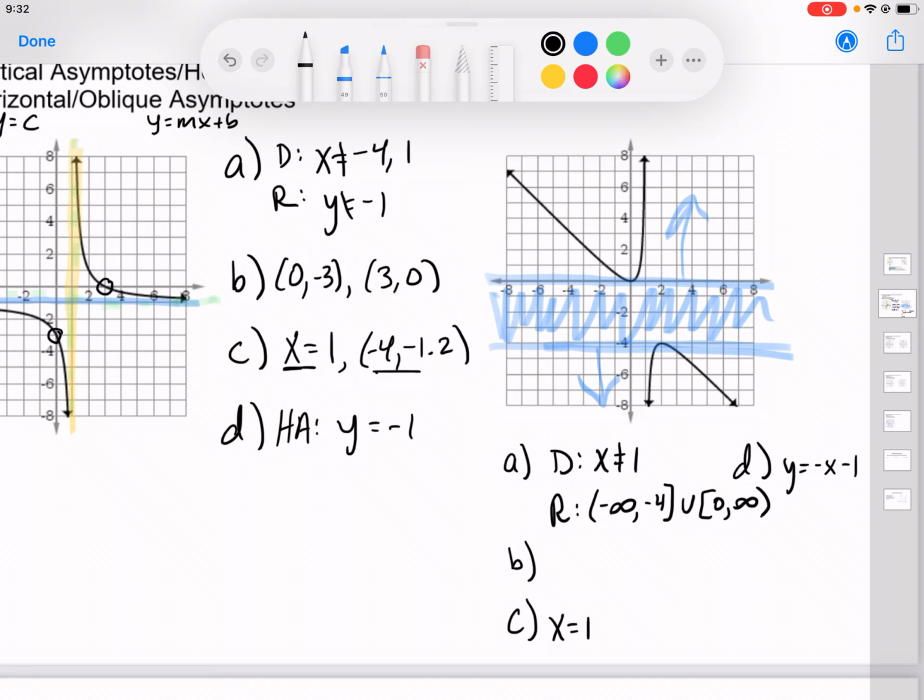Or you could do inequality, and I'll do that down here because we don't need a lot of room. So you could say y is less than or equal to -4, and y is greater than or equal to 0. So either way, that's fine. But let's go to letter B, intercept. So it looks like there's a coordinate at 0, 0, and that is it. I don't see any other x or y intercepts. So we're done with that problem.